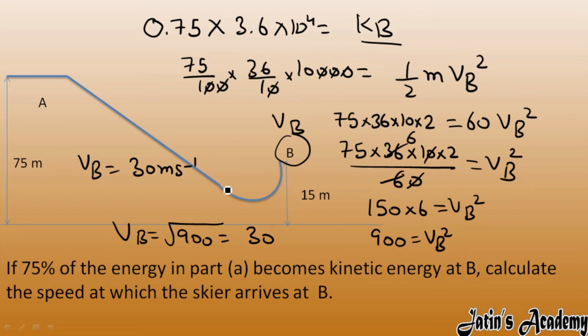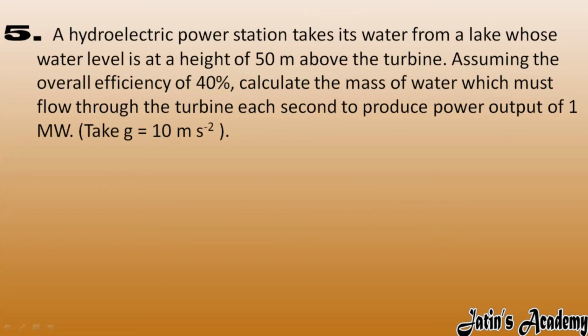Clear? Next we have a hydroelectric power station takes its water from a lake whose water level is at a height of 50 meter above the turbine. Assuming the overall efficiency is 40%, calculate the mass of water which must flow through the turbine in each second to produce a power output of 1 megawatt. Take g value as 10 meter per second square.